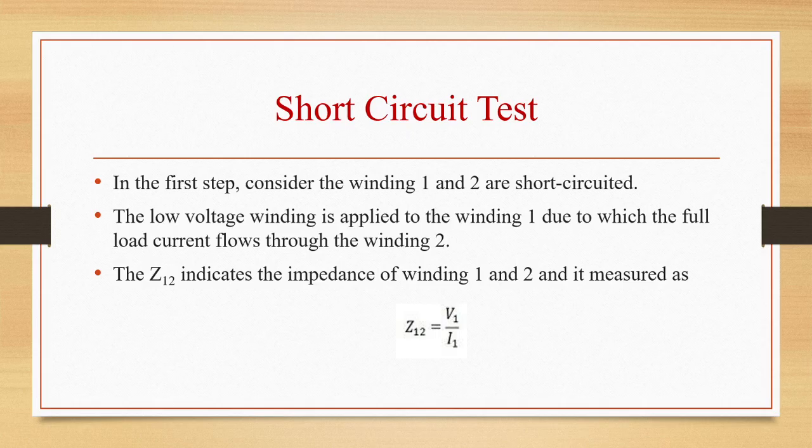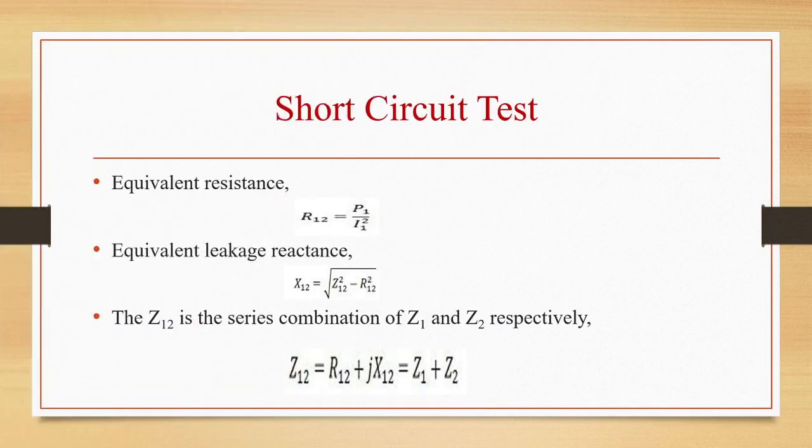So Z12 indicates the impedance of windings 1 and 2, and it is measured as Z12 equals V1 by I1. Equivalent resistance is given as R12 equals P1 by I1 square. Leakage reactance is given as X12 equals root of Z12 square minus R12 square, because Z is equal to R square plus X square. So X square can be written as Z square minus R square, or X equals root of Z square minus R square. Z12 is the series combination of Z1 and Z2 respectively. So Z12 can be written as R12 plus jX12, or Z1 plus Z2.